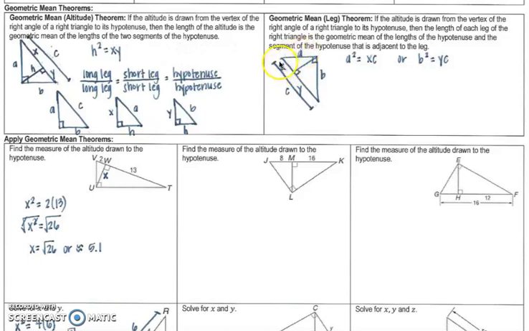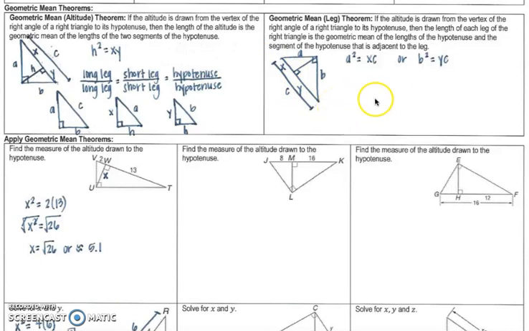So the segment next to A is x, so that's why I used x here. So A squared, the leg of the original large right triangle, is equal to x times c. So the whole hypotenuse is c, and then the leg that's next to A is multiplied by that. I can also find B using the same method, but segment y, the broken up segment y, is what's next to B. So I would do B squared equals y times the whole hypotenuse c.